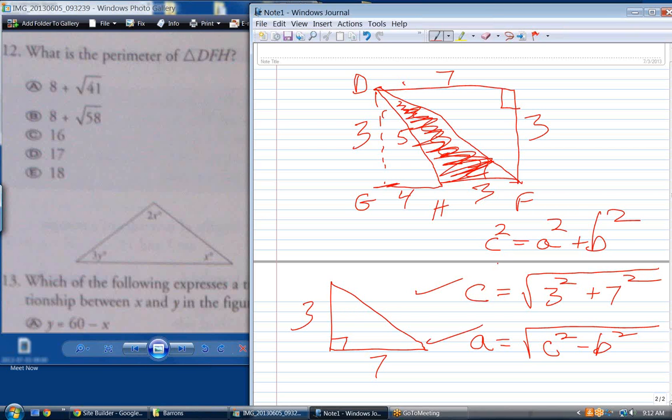Granted, more than half the triangles we've seen have been 3, 4, 5 or 5, 12, 13, so that'll get you far. But it won't help you with problems like this, since this is not a perfect Pythagorean triangle. So let's use this one here. What does C equal? Square root of 58. What's the perimeter? It's 8 plus square root of 58.